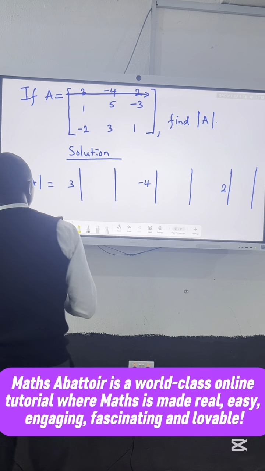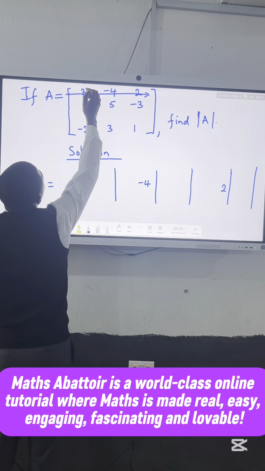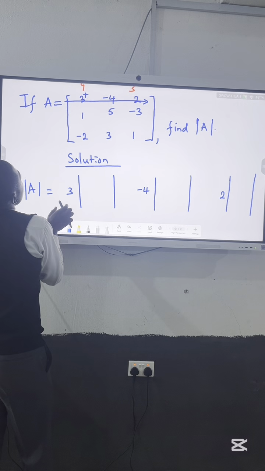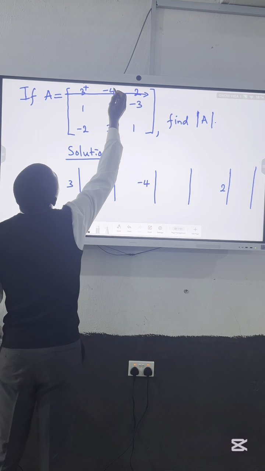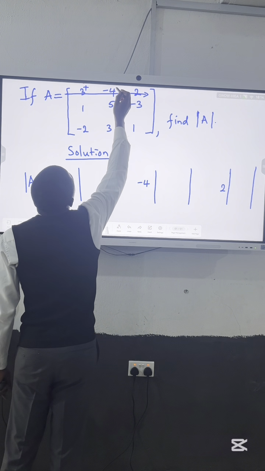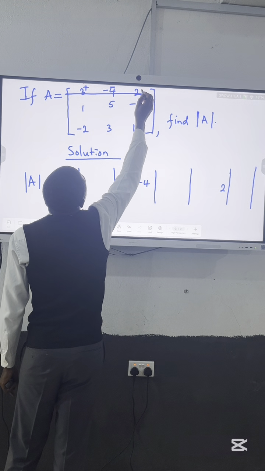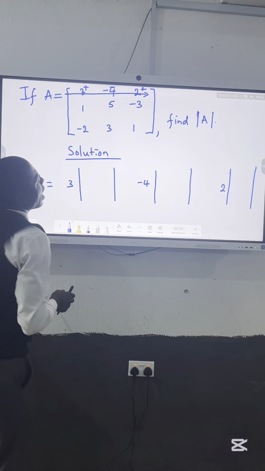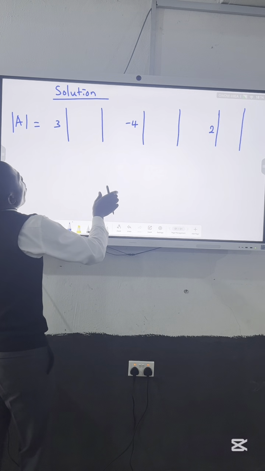Now, in this row 1, the position where 3 is standing is actually plus. The position of this one is minus. The position where 4 is standing is actually minus. And the position where 2 is standing is actually plus. So plus, minus, plus. Now, how did I get the idea of that plus, minus, plus? Please look here.